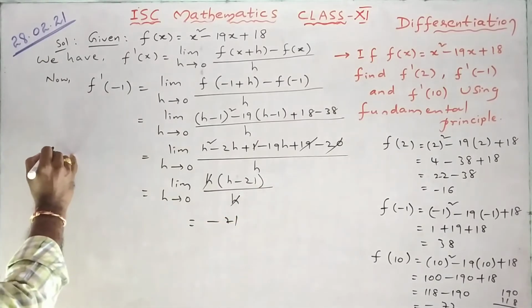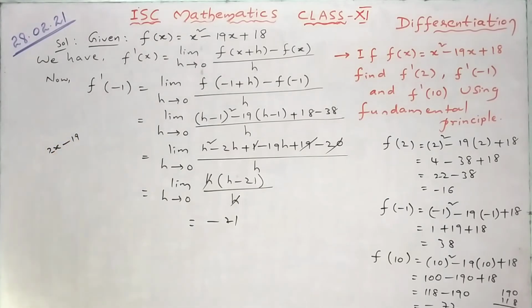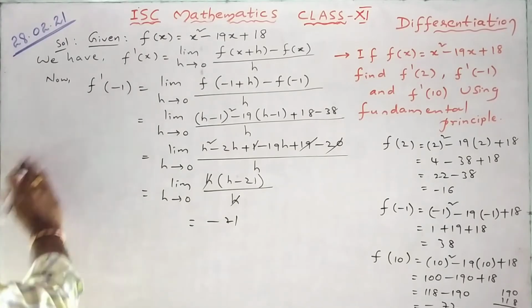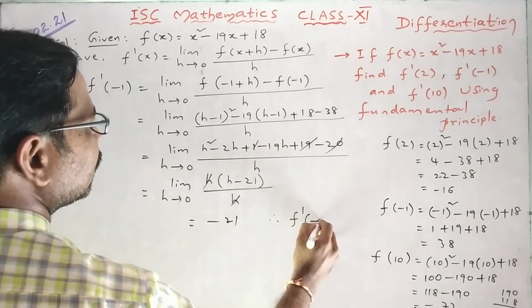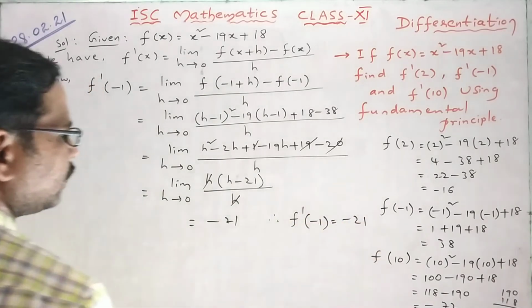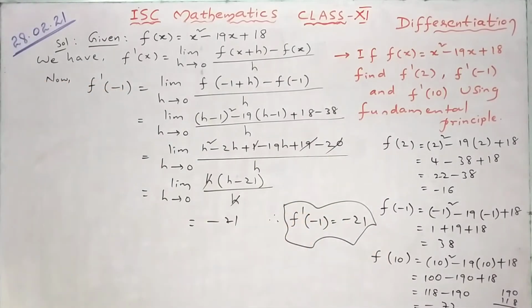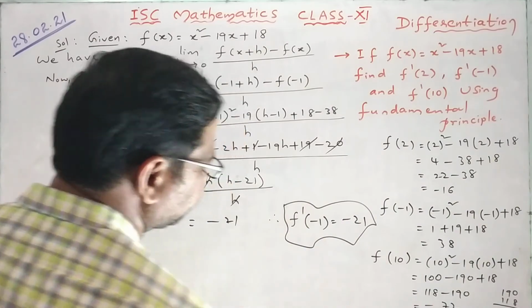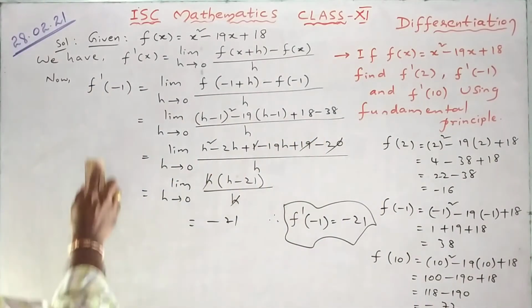You can check it. X square derivative 2x minus 19. In the place of x keep minus 1. So write minus 21. Therefore f dash minus 1 value is minus 21. You can check it by using differentiation. Right? Next one, let me see.